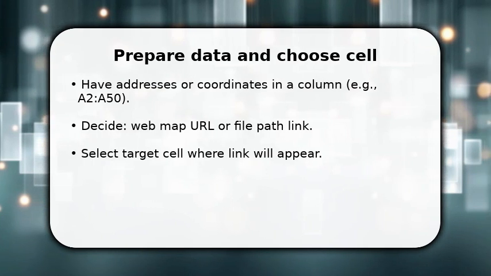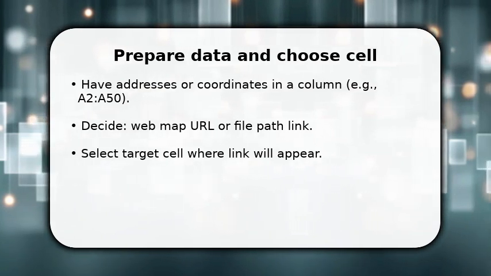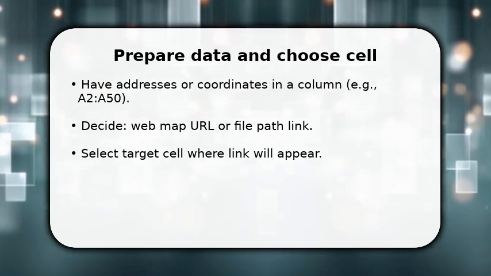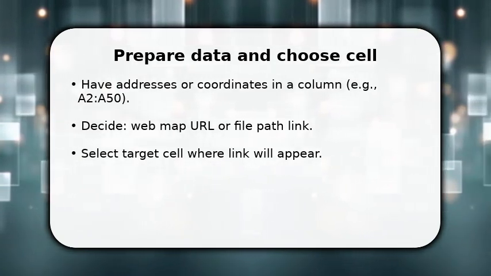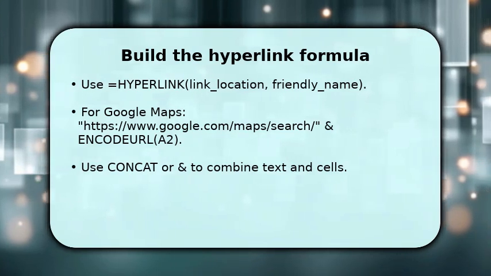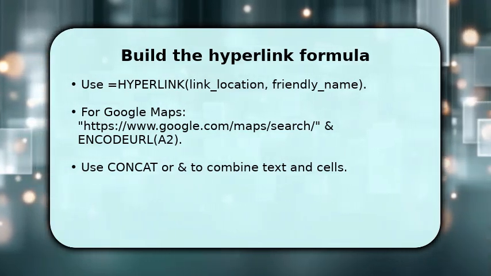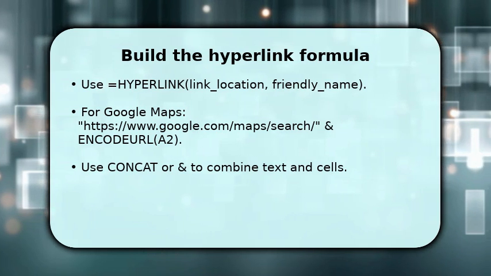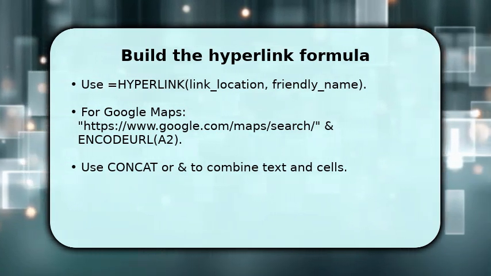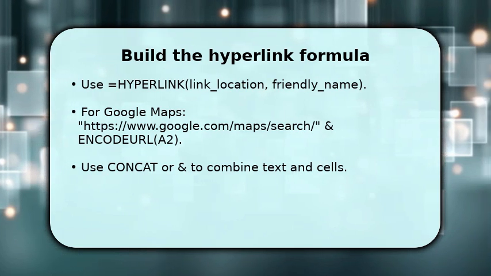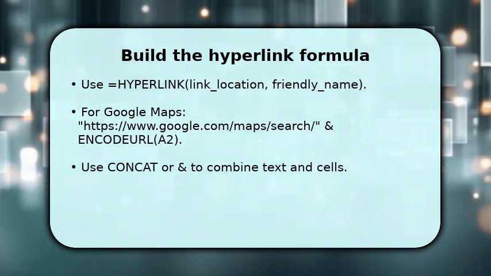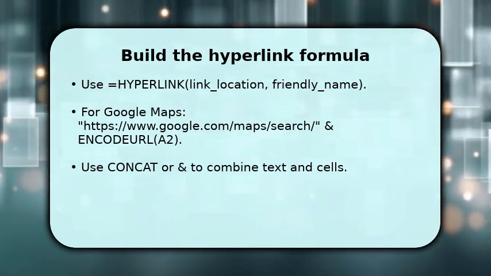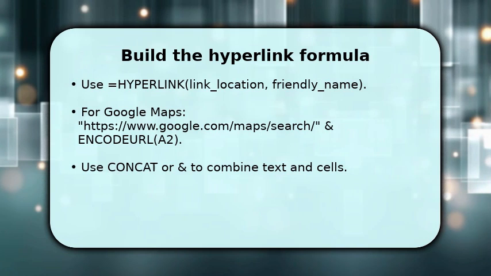Now create the actual link using the hyperlink function. For example, use =HYPERLINK( "https://www.google.com/maps/search/" & ENCODEURL(A2), "Open map"). This constructs a web search URL from the cell text and gives users a readable label. If you have lat long, use =HYPERLINK( "https://www.google.com/maps/search/?api=1&query=" & B2.